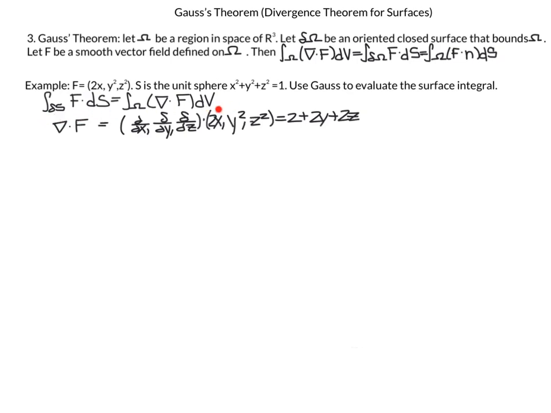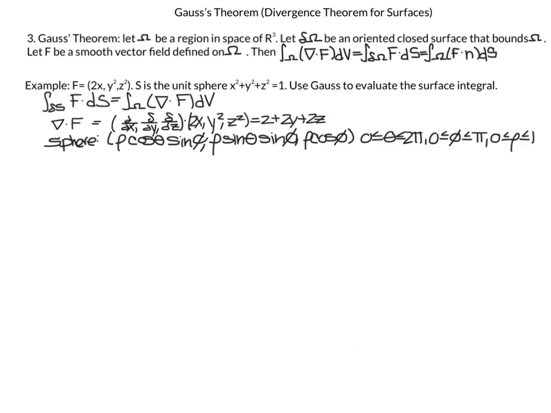So our volume integral here, we start with the divergence. So I have my del operator. I'm going to dot it with my vector field, and I get derivative with respect to x is 2, derivative with respect to y is 2y, plus 2z. We are integrating over a sphere, so for our volume integral, I am going to choose spherical coordinates.